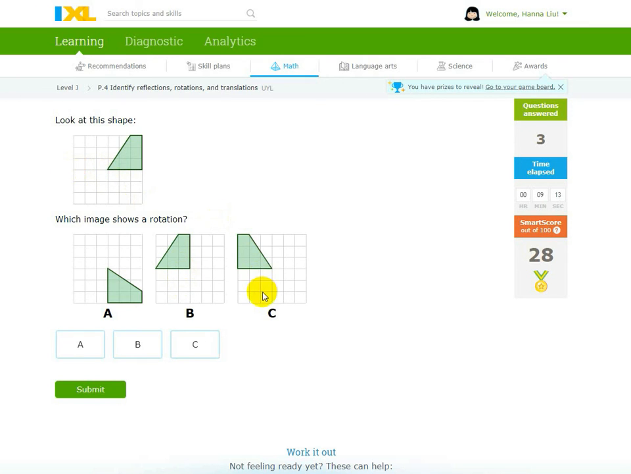Now number C, if you put a line of reflection over here, this is what you would get. So that is a reflection. Therefore, our answer would be number A.